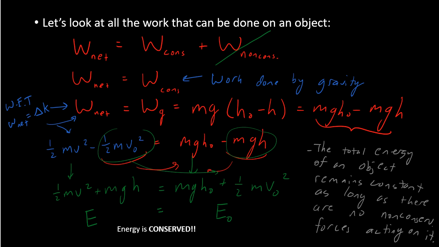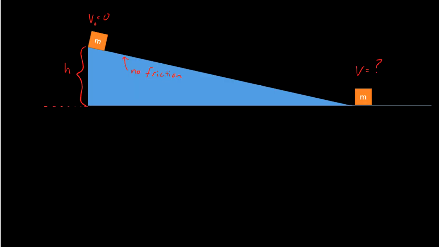So let's look at an example. I have a block, this orange block here, that's sitting on an incline. There's no friction. It's starting at rest. I'm holding it in place. Then I'm going to let it go, and it's going to start sliding down the ramp. And I want to find the velocity, or the speed, of the object when it gets to the bottom.